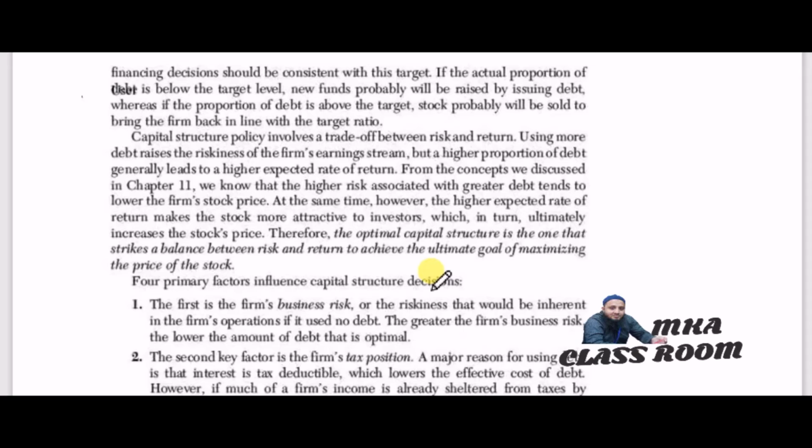That's why the capital structure policy involves a trade-off between risk and return. Using more debt raises the riskiness of the firm's earnings stream, but a higher proportion of debt generally leads to a higher expected rate of return. From the concepts we discussed, we know that higher risk associated with greater debt tends to lower the firm's stock price. At the same time, however, the higher expected rate of return makes the stock more attractive to investors, which in turn ultimately increases the stock's price. Therefore, the optimal capital structure is one that strikes a balance between risk and return to achieve the ultimate goal of maximizing the price of the stock.